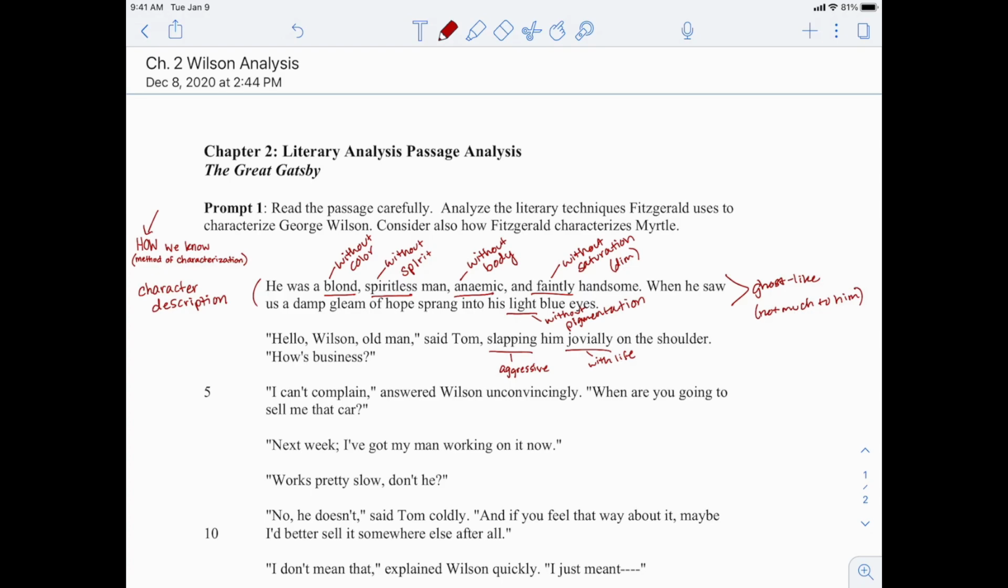So now how are we learning that Tom is aggressive and with life? Notice this is a character action. That's what he's doing because he's slapping him. That's a character action.